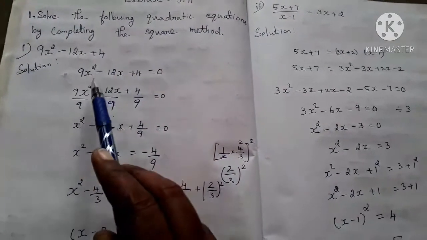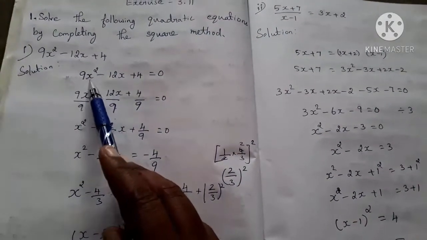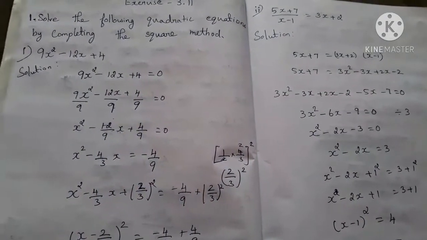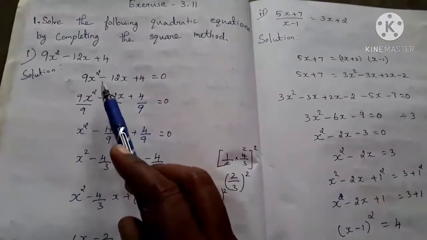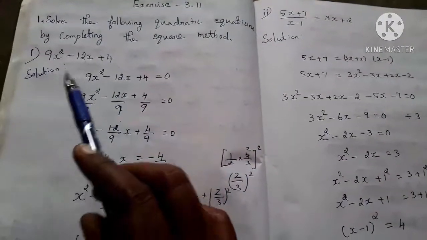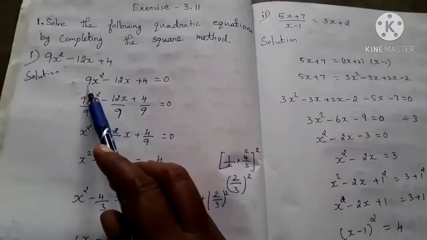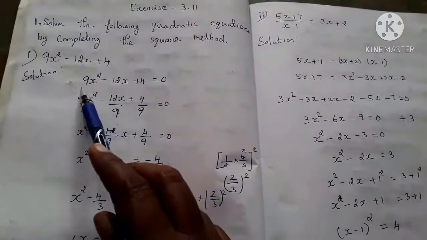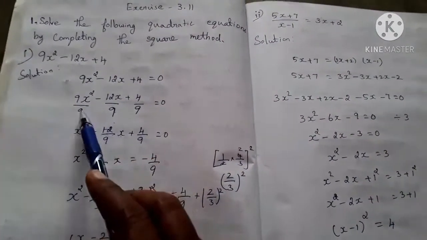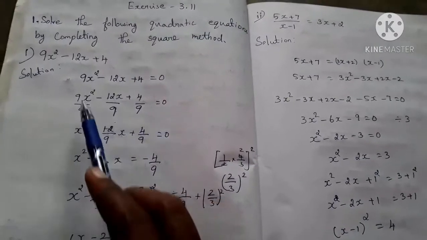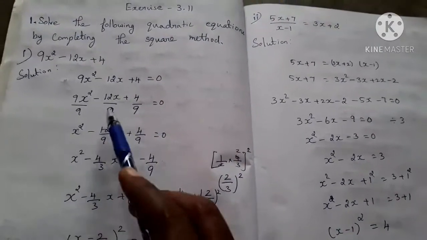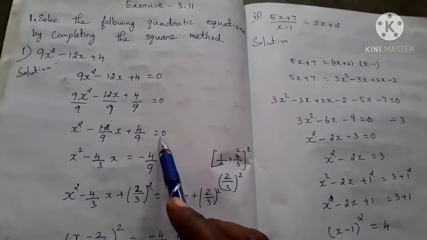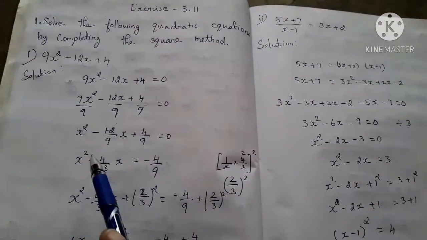First step, what is the coefficient of x squared? You have to divide all the terms by the coefficient of x squared. So here, what is the x squared coefficient? 9. So we have to divide by 9. Dividing, we get x squared minus 12 by 9x plus 4 by 9 is equal to 0.